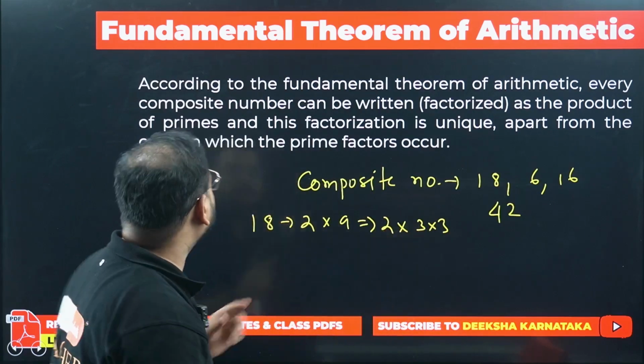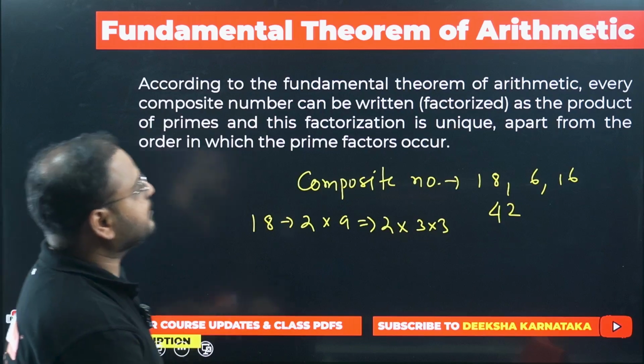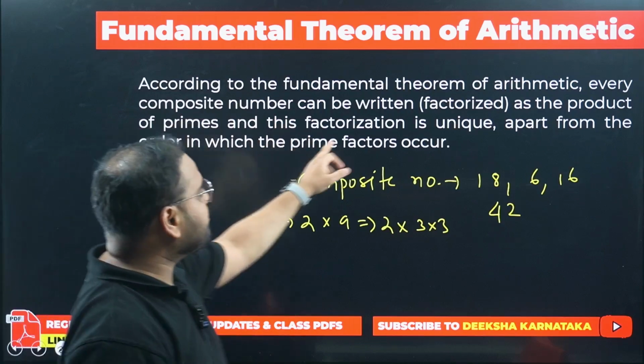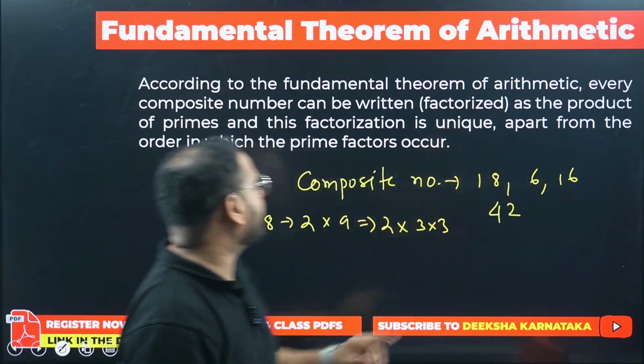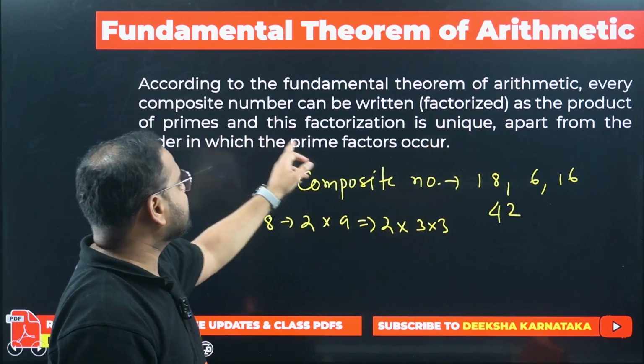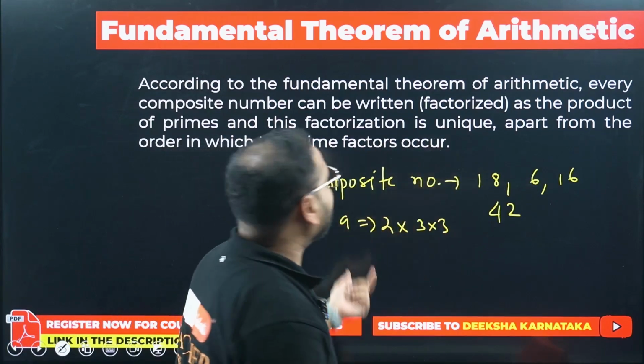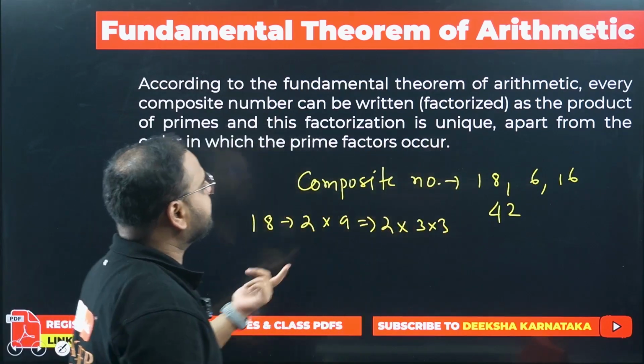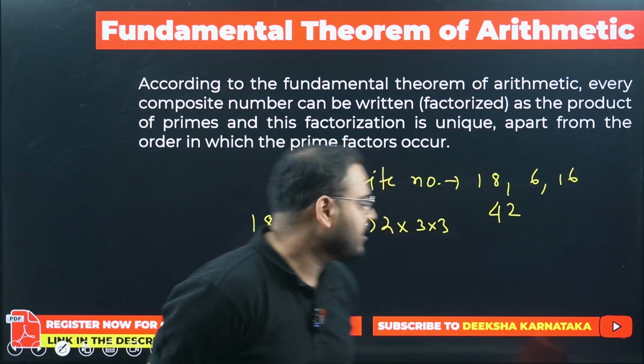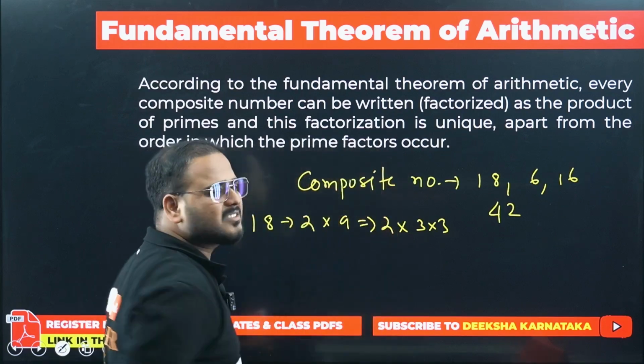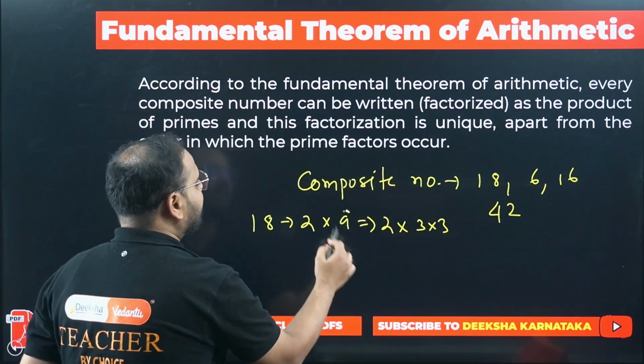If you read this statement, according to the fundamental theorem of arithmetic, every composite number can be written or factorized as the product of prime numbers, and its factorization is unique, apart from the order in which the prime factors occur. Correct? Alright, so this is true. Why are they saying factors? Because think about it, 2 and 9 are what?